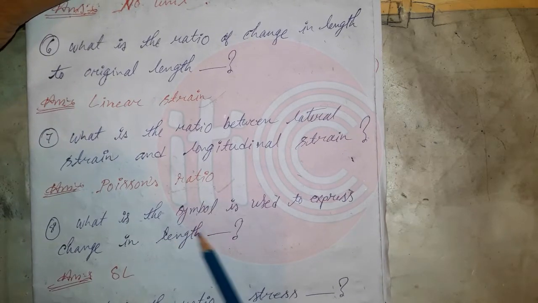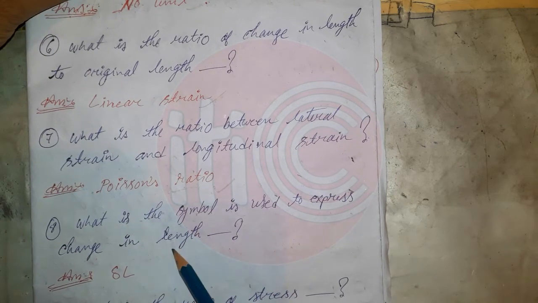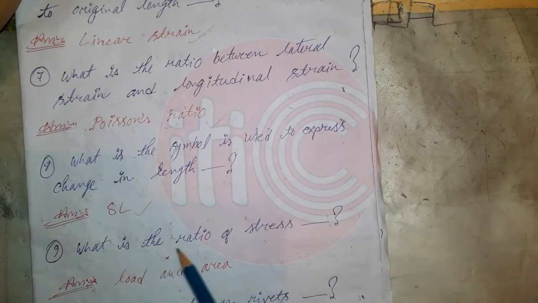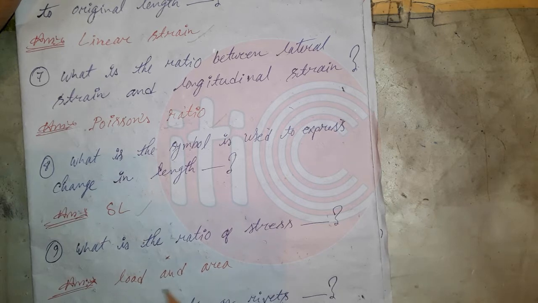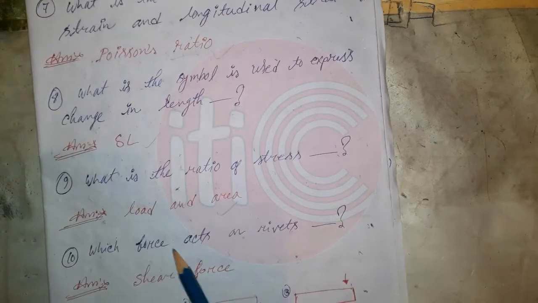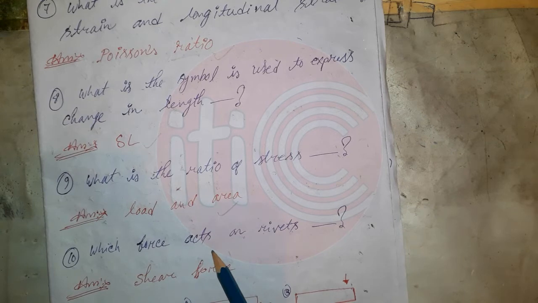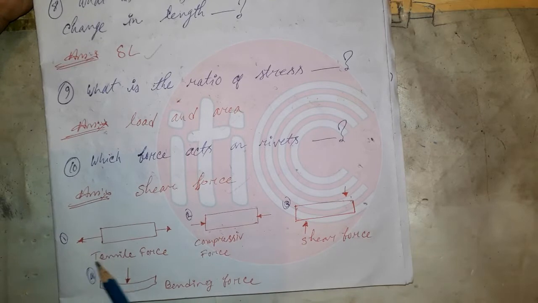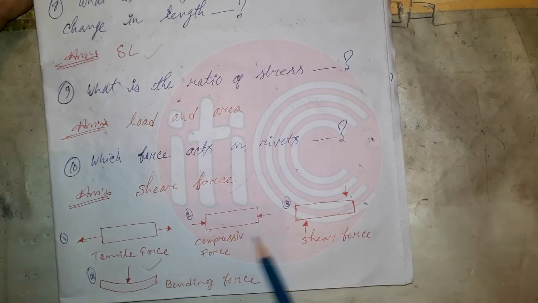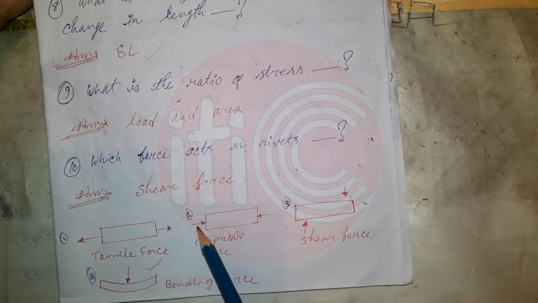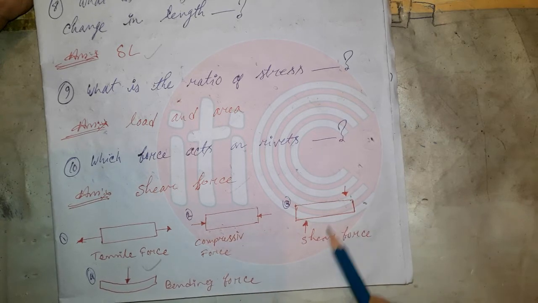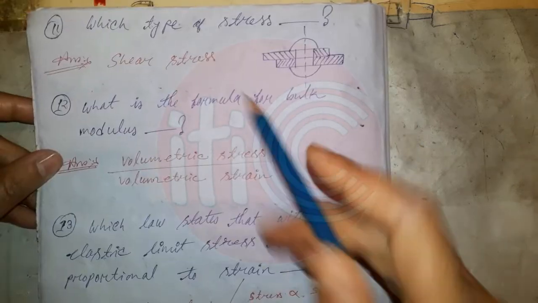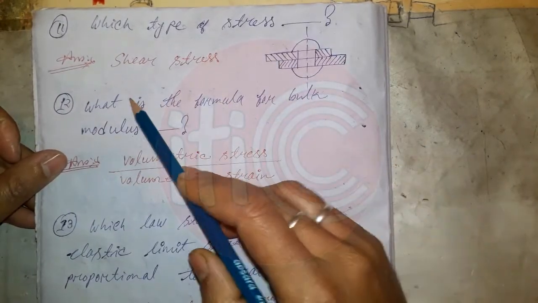What is the symbol used to express change in length? Delta L. What is the ratio of stress, load and area? Which force acts on rivets? Shear force. Tensile force, compressive force, shear force and bending force. Which type of stress? Shear stress.